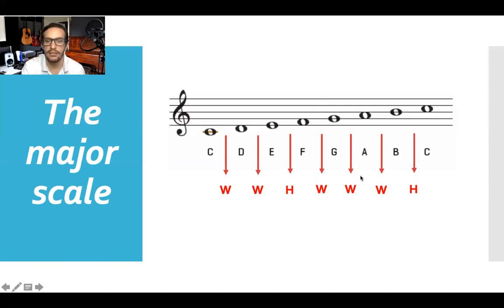Between G and A, we have a whole step because, again, we have here a black key between G and A. And between A and B, we also have a whole step because there is a black key between A and B. And finally, between B and C, we have a half step because remember that there is no black key between B and C. So we have this pattern: whole step, half step, whole step, half step.